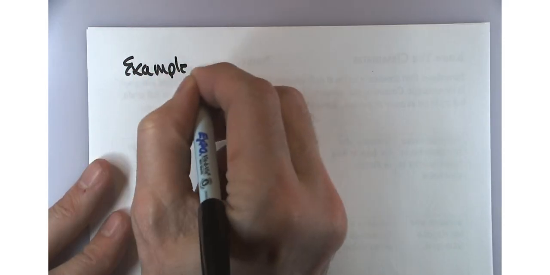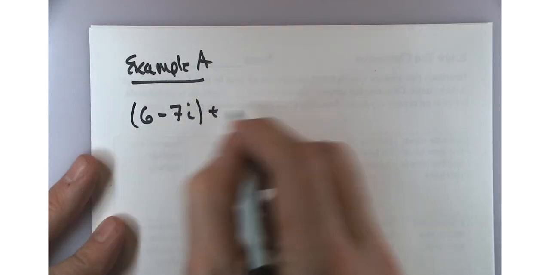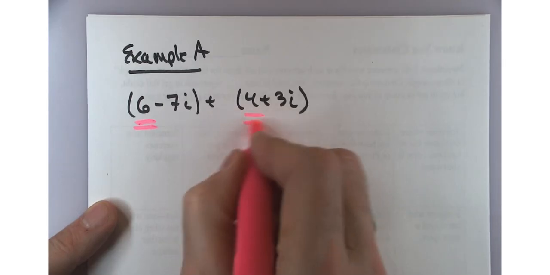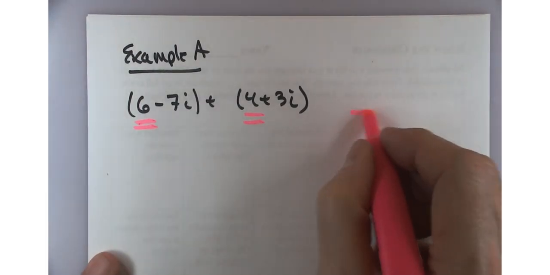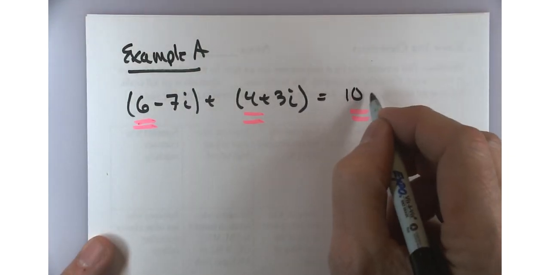So, example A. Let's have 6 minus 7i plus 4 plus 3i. Now the thing about this is that when you add and subtract complex numbers, you really want to combine like terms. So for instance, I've got a 6 and a 4. Well, I can combine a 6 and a 4. That's just going to give me 10.